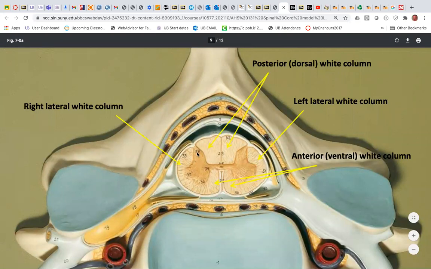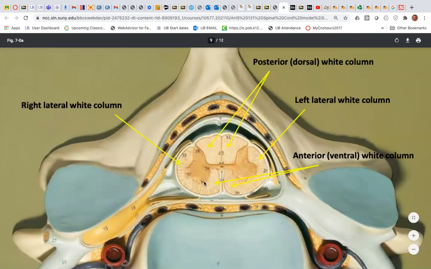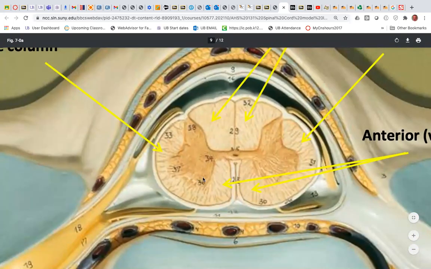So if I pointed to 38, dorsal horn. If we pointed here, dorsal columns or posterior columns. If we point here, anterior horn. If we point here, anterior columns. Lateral horn, lateral columns.